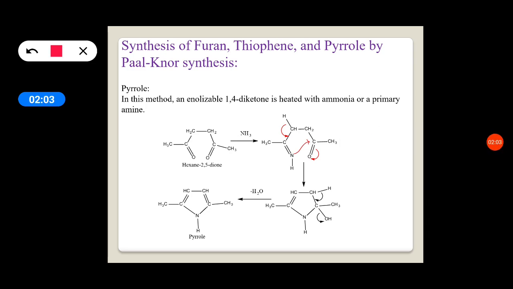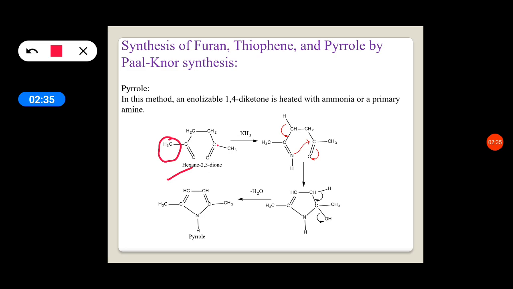1,4-diketone, in that I have taken the example of hexane-2,5-dione. If this CH3 group is hydrogen, then it becomes a 1,4-diketone. But here a methyl group is present, therefore the carbon having the ketonic group becomes the second carbon and the other becomes the fifth carbon, therefore it is hexane-2,5-dione.